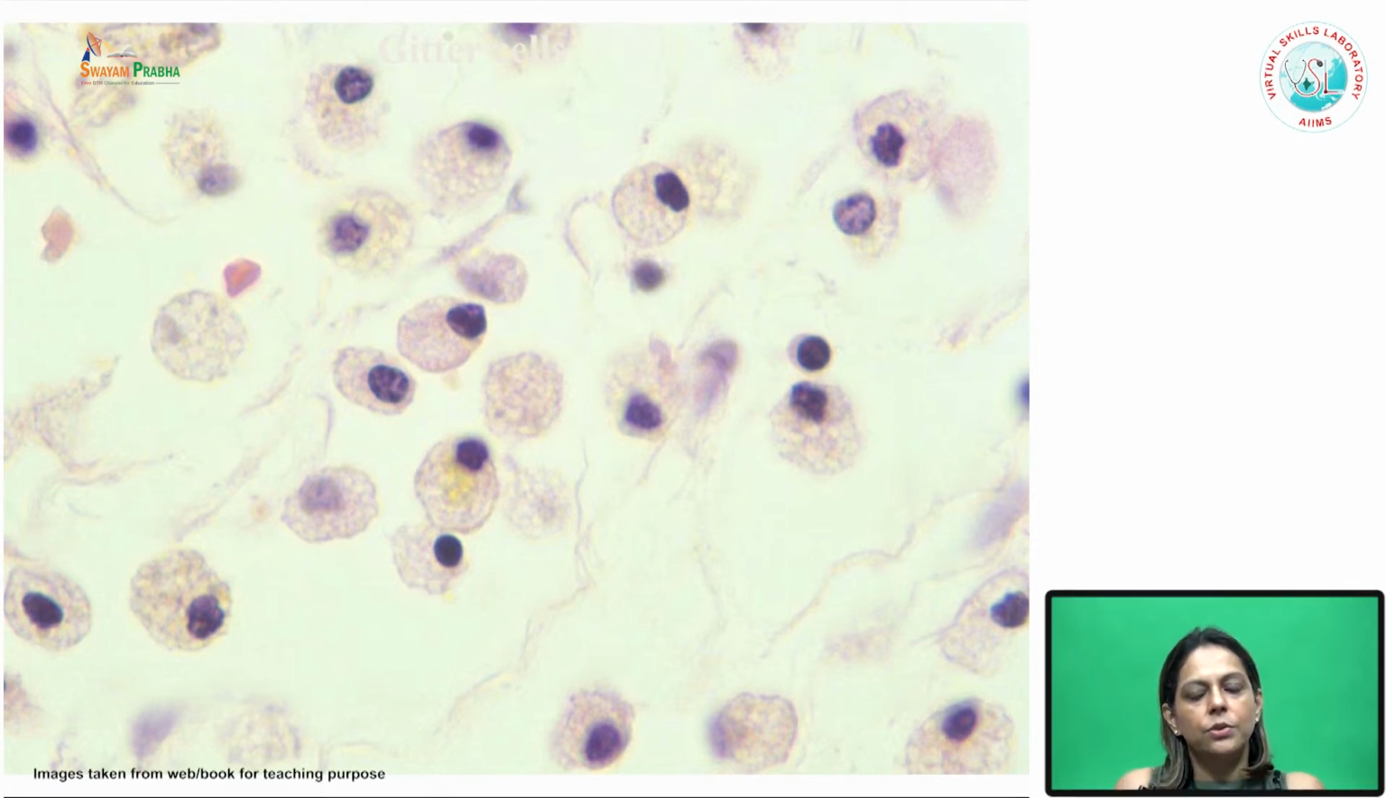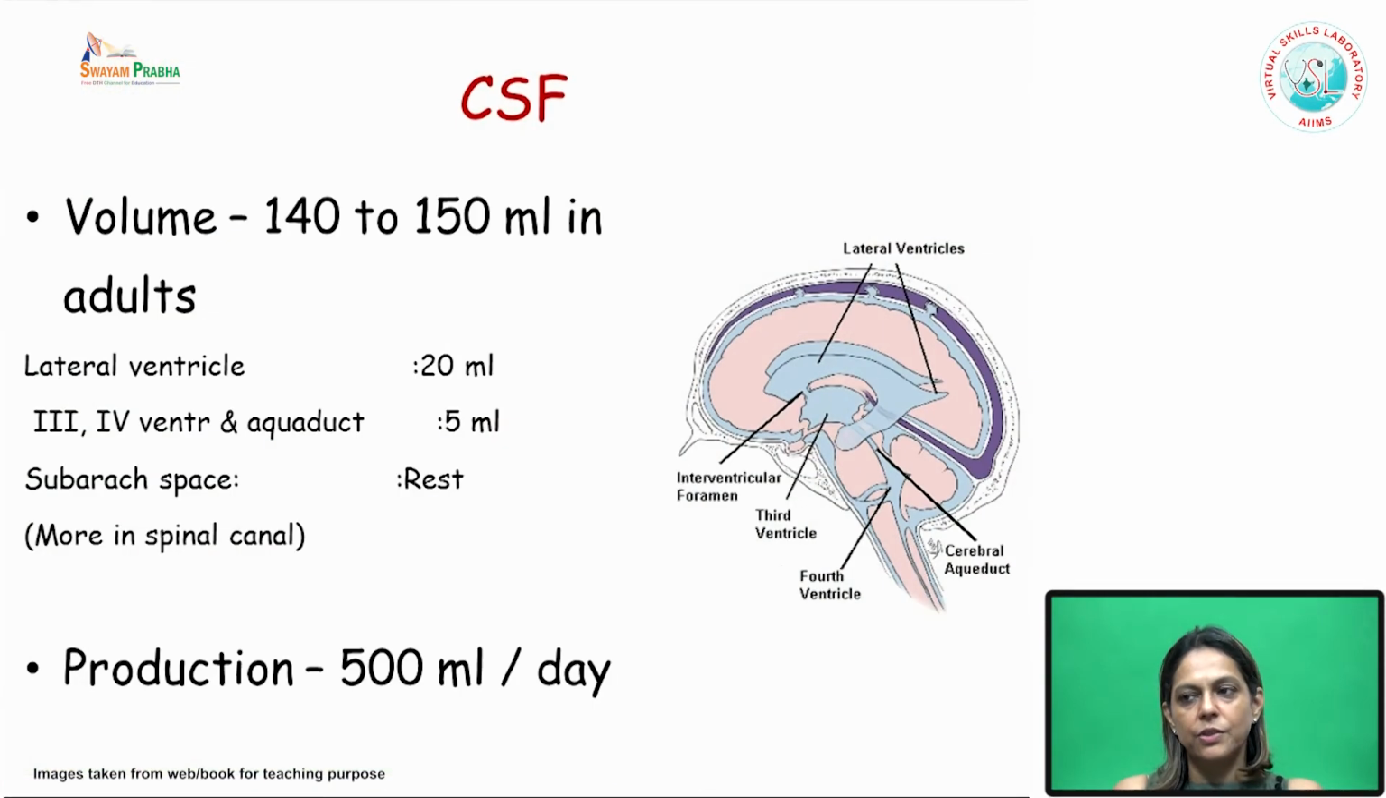Now coming on to the next component in the brain, which is very, very important to maintain the homogeneity in the brain, is CSF. You should know the volume of the CSF, which is about 150 milliliters in adults, and out of that, approximately 20 ml lies in the lateral ventricle, 5 ml in the third and the fourth ventricle, and the rest of it lies in the subarachnoid space. Around 500 ml of CSF is formed per day.